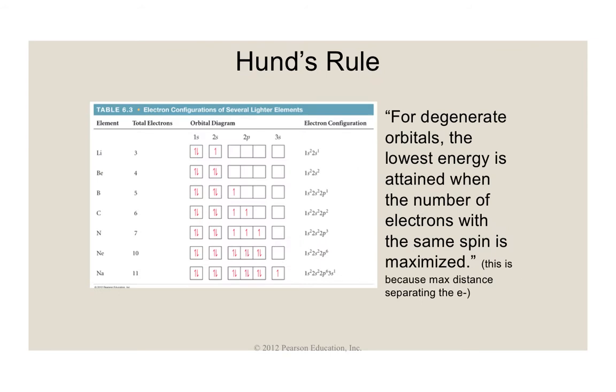All right. When we do that, we encounter something called Hund's rule. Basically, what Hund's rule says is that for degenerate orbitals, or in other words, orbitals that have the same energy level and the same sublevel, the lowest energy is attained when the number of electrons with the same spin is maximized. In other words, as we start putting electrons into these 2p orbitals here, we're going to make sure each orbital gets 1 electron before any of them start getting 2, like you see down there. So 1 in the first, 1 in the second, 1 in the third, and then we could come back and start adding a second electron into each one of those afterward.